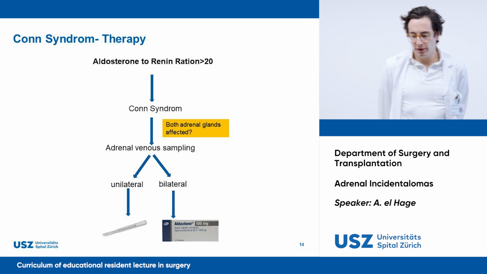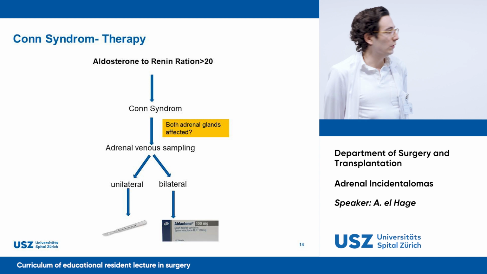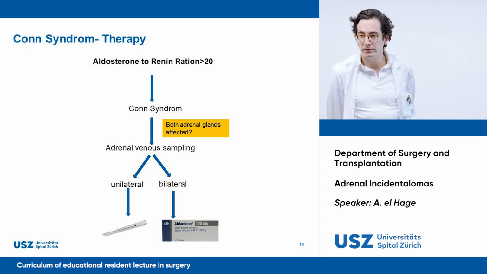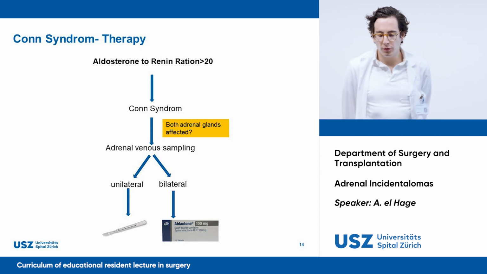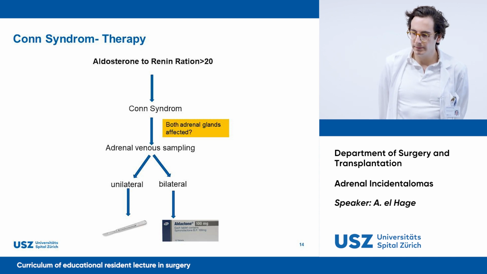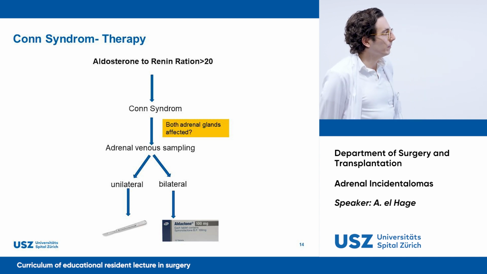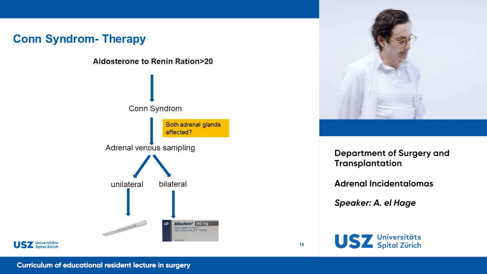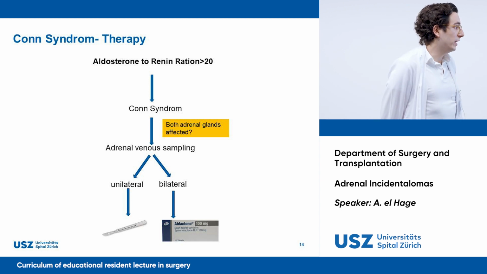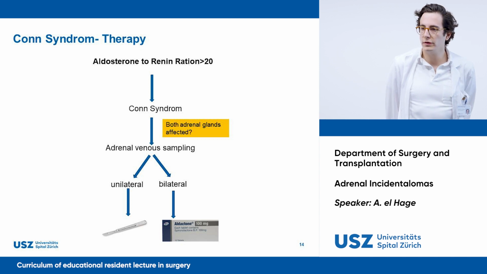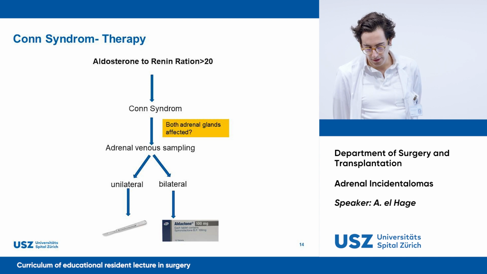Now, for the algorithm of therapy, once we've done the diagnosis, you want to know, is it unilateral or bilateral? Imaging is going to help you with that, but that's not enough. You'll have to perform an adrenal venous sampling, and if it's going to be unilateral, we will most probably go for a surgical approach, and if bilateral, give aldactone to the patient. Important to note is that 2/3 of patients actually have a bilateral disease.